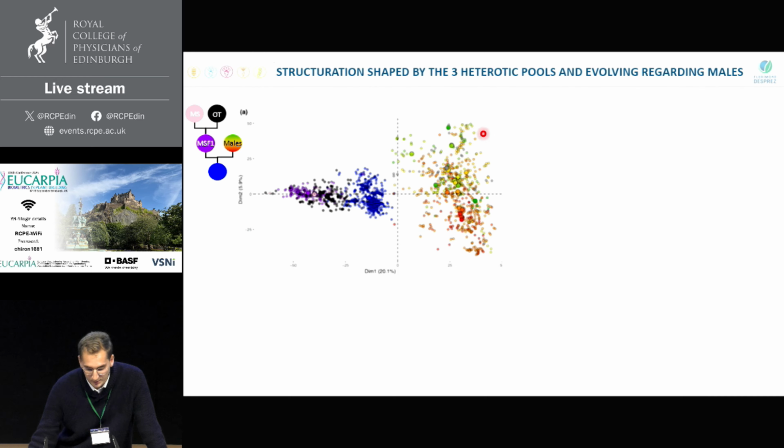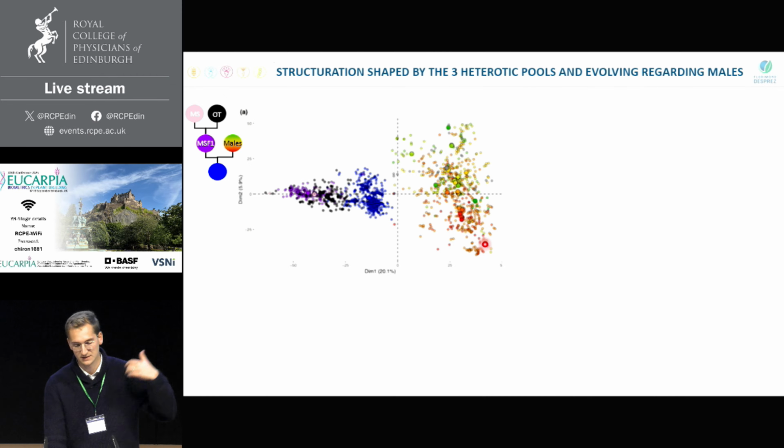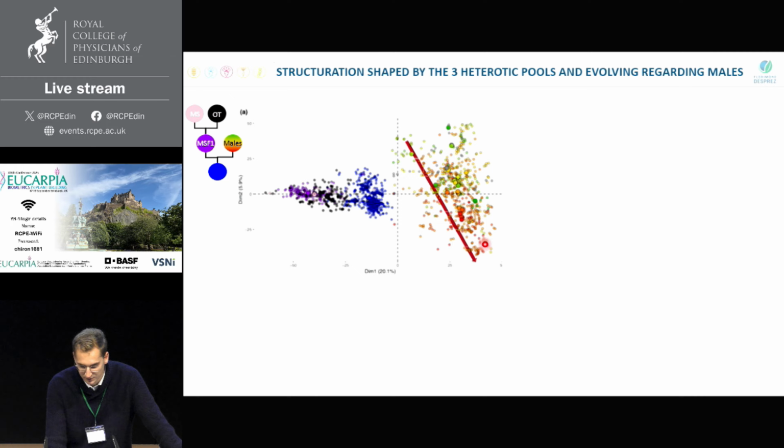So, older pollinators at the top in green and newer ones at the bottom in red. You can clearly see that there has been a shift of structuration during the years following this trajectory.